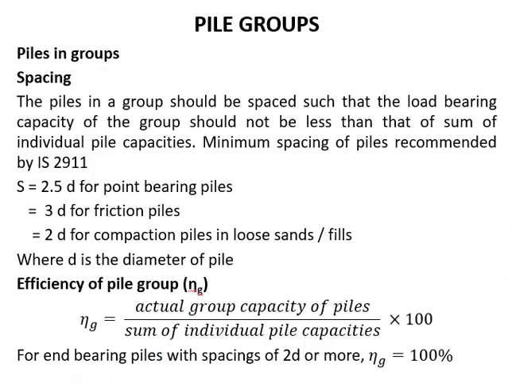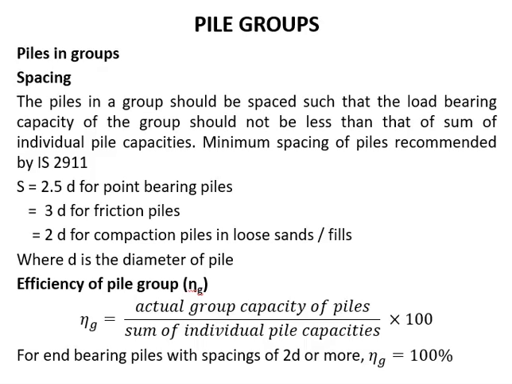Pile groups. When the capacity of a single pile is not sufficient to take the structural load, then a pile group is preferred. The piles in a group should be spaced such that the load-bearing capacity of the group should not be less than the sum of individual pile capacities.